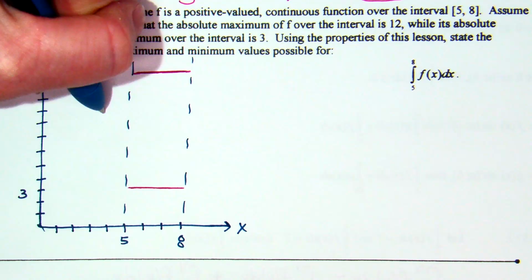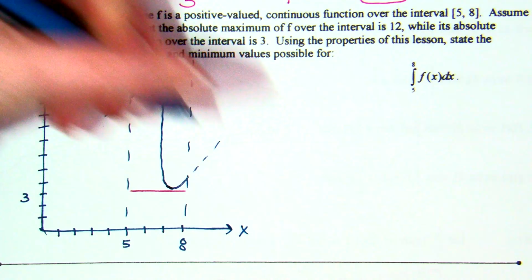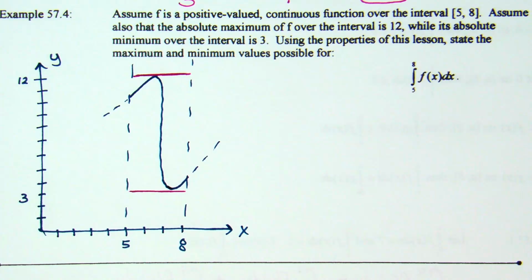So I made that a little more vertical than I meant to. Oh well. That's my continuous function. Am I continuous between 5 and 8? Yes. Do I have an absolute max of 12? Absolute minimum of 3? If it was a large interval, I might draw some other ups and downs in there. But there might be ups and downs. There might not be. Okay, so there could be other maxes and mins, but these were the absolute maxes and mins.